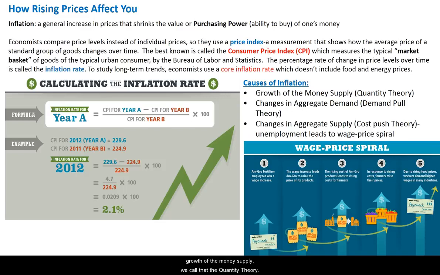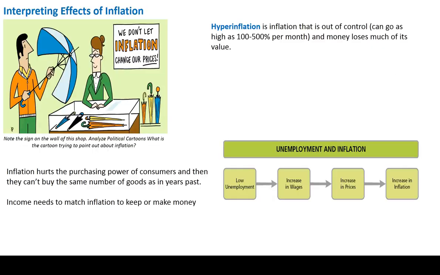Causes of inflation: either too much money in the economy, growth of the money supply, we call that the quantity theory. Changes in aggregate demand. Demand might be pulling prices higher. Or the cost of producing is going up, and so therefore prices follow eventually. So this can lead to what we call the wage price spiral, and you can see that in the chart on the right-hand side. A lot of times inflation is just hurting the purchasing power of consumers, and so if they can't buy as much, then they have to make cuts, and then that's going to affect businesses who aren't getting as much business because of that.